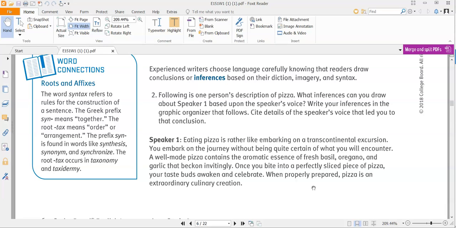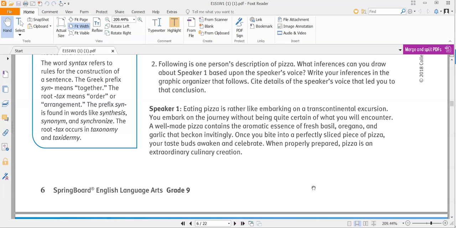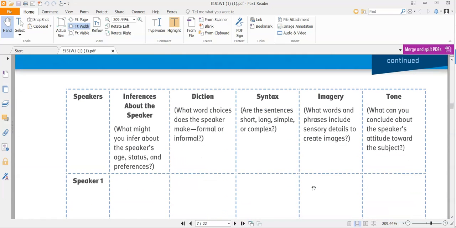You embark on the journey without being quite certain of what you will encounter. A well-made pizza contains the aromatic essence of fresh basil, oregano, and garlic that beckon invitingly. Once you bite into a perfectly sliced pizza, your taste buds awaken and celebrate. When properly prepared, pizza is an extraordinary culinary creation.